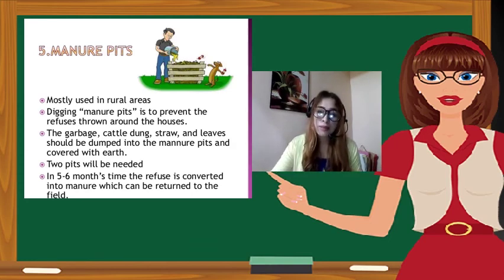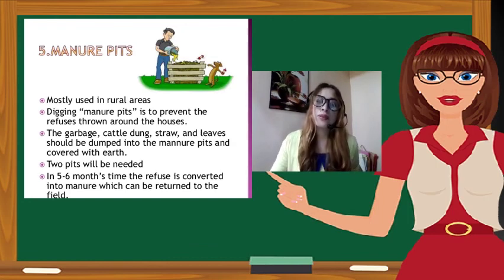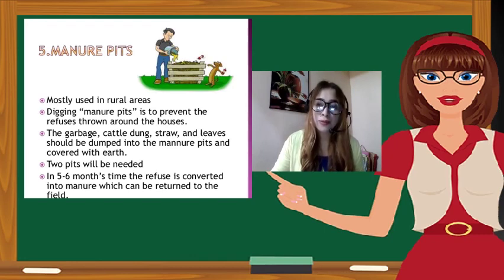So the garbage, cattle dung, the straw, the leaves should be dumped into the manure pits and covered with earth. And then 2 pits will be needed. In 5 to 6 months time, the refuse is converted into manure, which can be returned to the field. So very useful. If we just know how to do it, then we don't have to buy commercial fertilizers to grow our crops, to grow our plants at home, even at home.